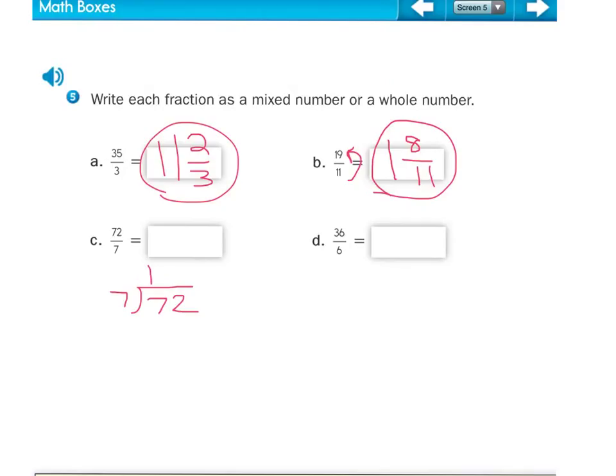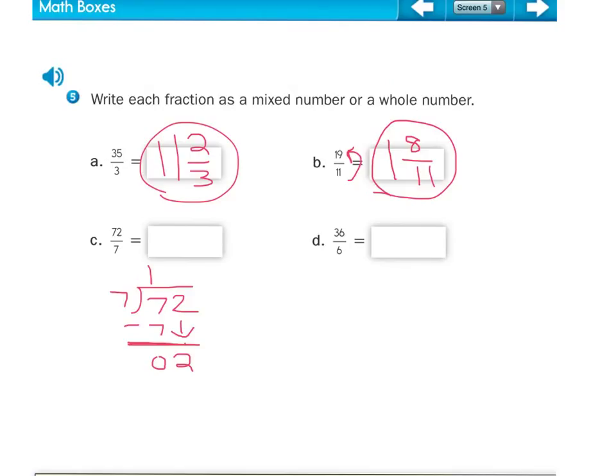7 goes into 7 once. 1 times 7 is 7. When I subtract, I get 0. Again, I'm going to bring down the next number all the way to the line, that equal sign. So I'm going to bring down that 2. 7 does not go into 2. You have to write a number as a placeholder.